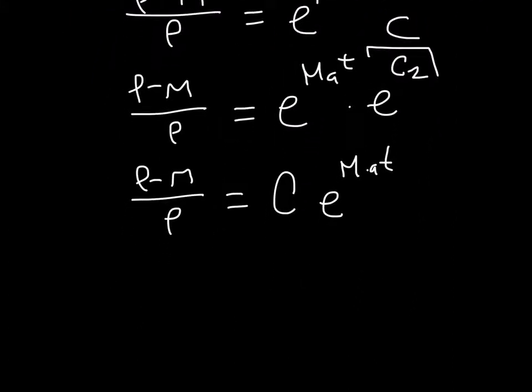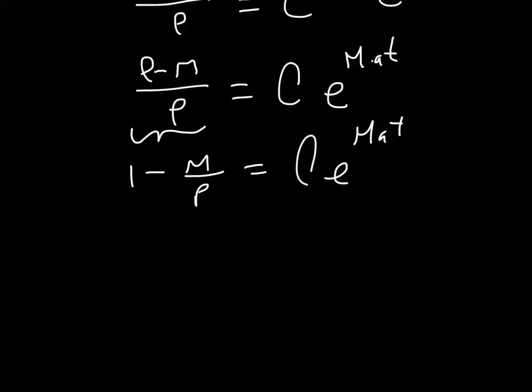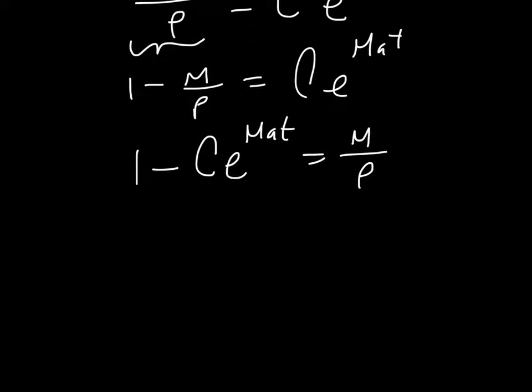And our goal is to solve for p of t, right? p is a function of t, so hopefully you guys can see that this is really 1 minus m over p if we split our fractions. And all right, again, doing some algebra. So we have 1 minus, we can bring this guy over. So c e to the mat equals 1 minus m over p. And cross multiplying, doing some algebra, dot, dot, dot, maybe one more step, we finally get the following.